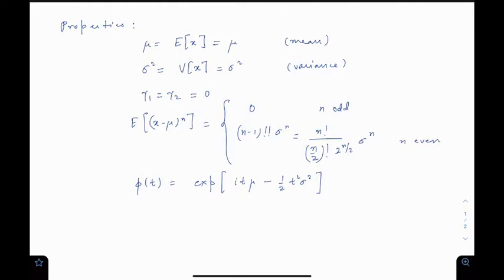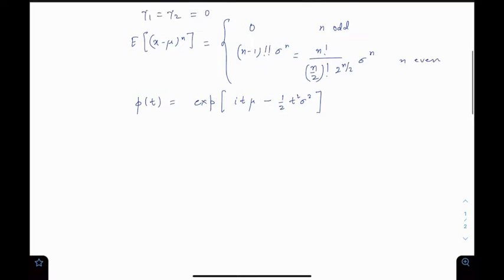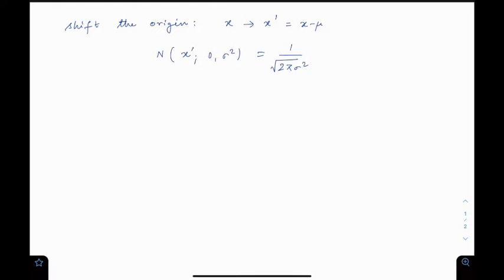Sometimes while using the Gaussian, it is convenient to shift the origin from x to x prime equals x minus mu, which basically makes the mean 0. The distribution becomes 1 by root 2 pi sigma square e to the power minus x prime square by 2 sigma square.